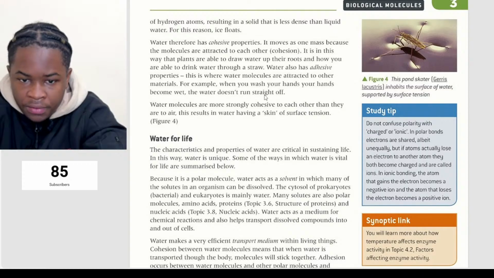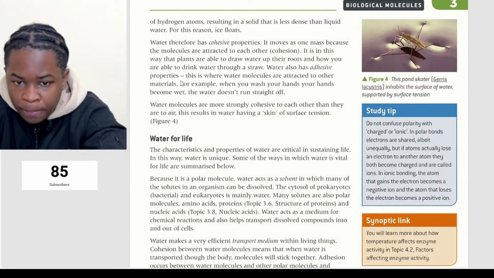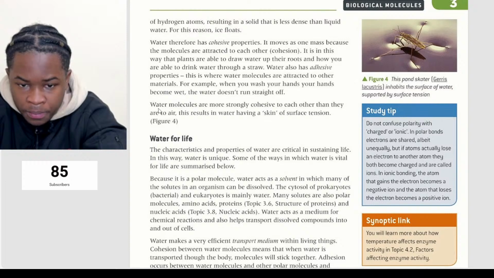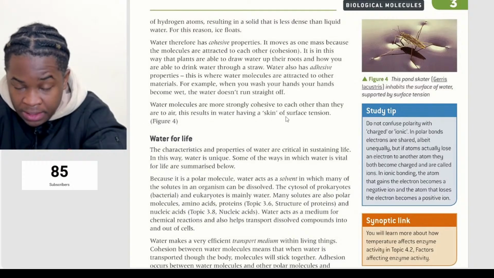Water also has adhesive properties. This is where water molecules are attracted to other materials. For example, when you wash your hands, the water doesn't run straight off. Water molecules are more strongly cohesive to each other than to air. This results in water having a skin, or surface tension.